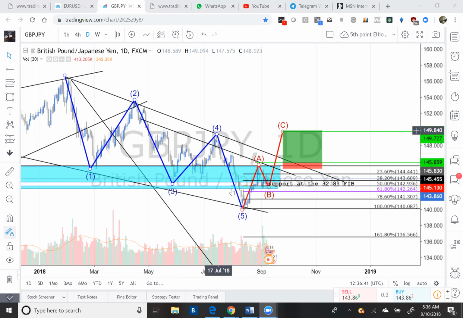Then I'm looking at probably here. Yeah, so I'm looking at this second level here. Disrespected here, respected here, respected here, respected here. So this is another level here. Then my second take profit level. And then my third take profit level is all the way up here, just above the fourth point of the Elliott wave.